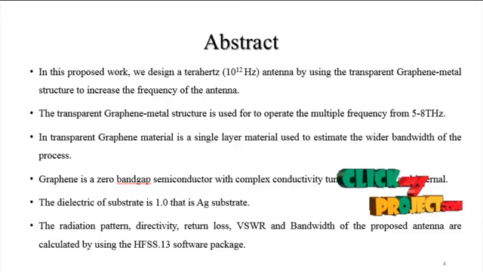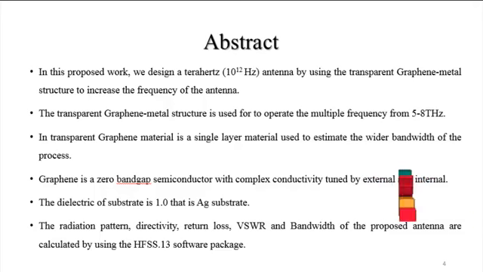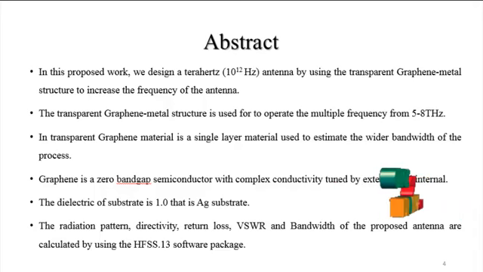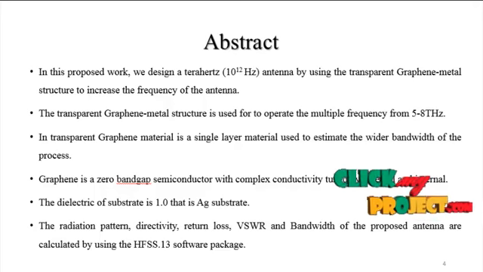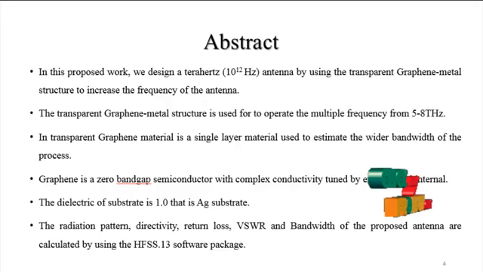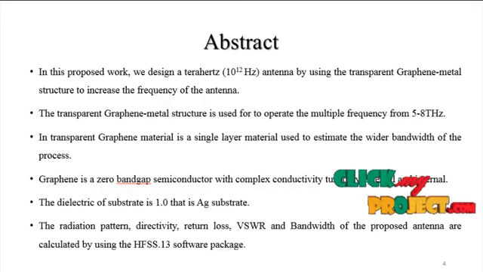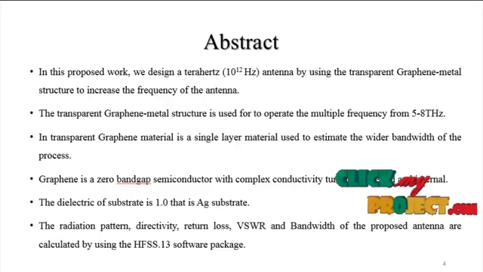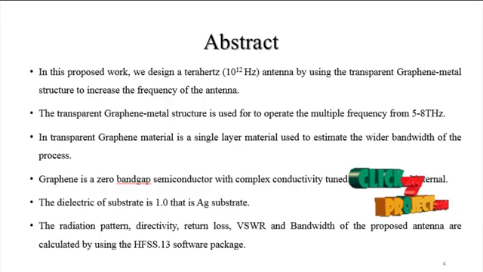In this proposed work, we design a terahertz, that is 10 to the power 12 hertz, antenna by using a transparent graphene metal structure to increase the frequency of the antenna. The transparent graphene metal structure is also used to operate at multiple frequencies, from 5 to 8 terahertz. The transparent graphene material is a single linear material used to achieve a wider bandwidth.